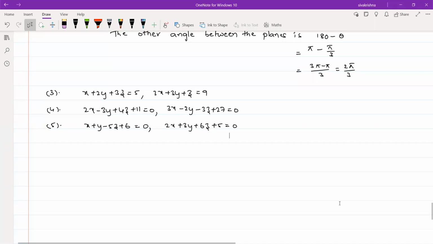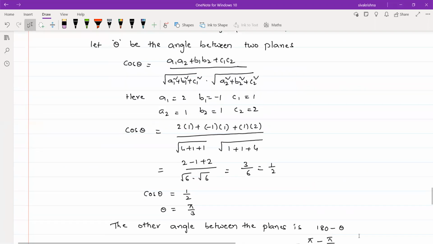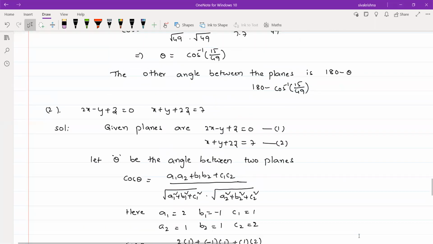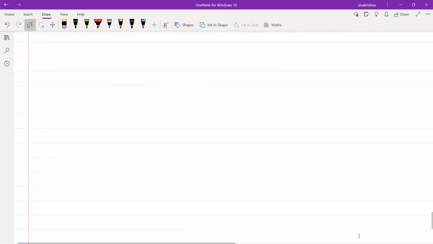So I have given you three problems as homework to find the angle between those planes. Okay, right. So coming to the second model, in the second model, I am going to find the distance between parallel planes. Okay, so note down one problem.